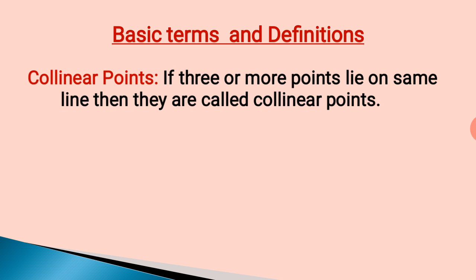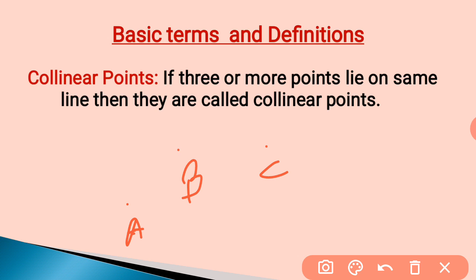Collinear points. If three or more points lie on the same line, then they are called collinear points. Now, let me take 1, 2 and 3 points. So children, let this be A, B and C. Now, can you draw a single line passing through all these 3 points? No.